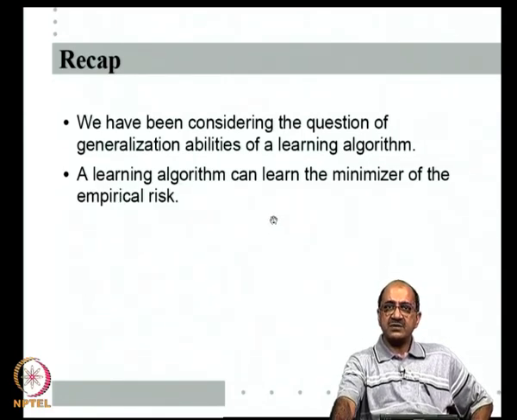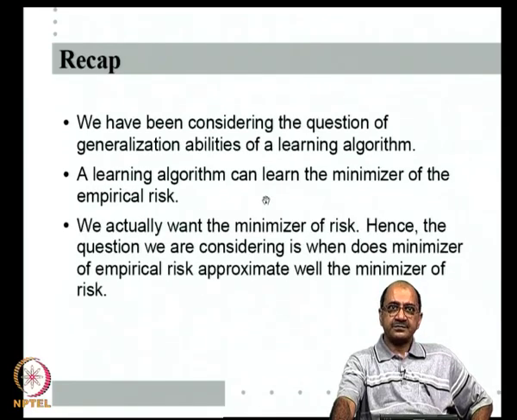All learning algorithms, as we have seen, minimize the empirical risk with respect to some convenient loss function, a 0-1 loss function or squared error loss function or what have you. But what we actually want is the minimizer of the true risk, that is, the expectation of loss. So, the question we are considering is: when is the minimizer of empirical risk a good approximation to the minimizer of true risk?